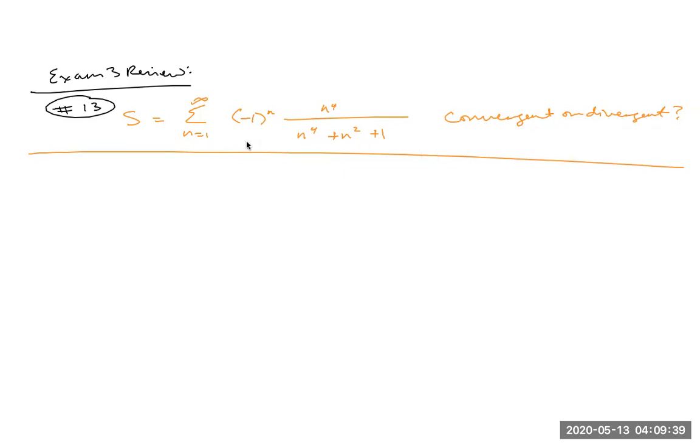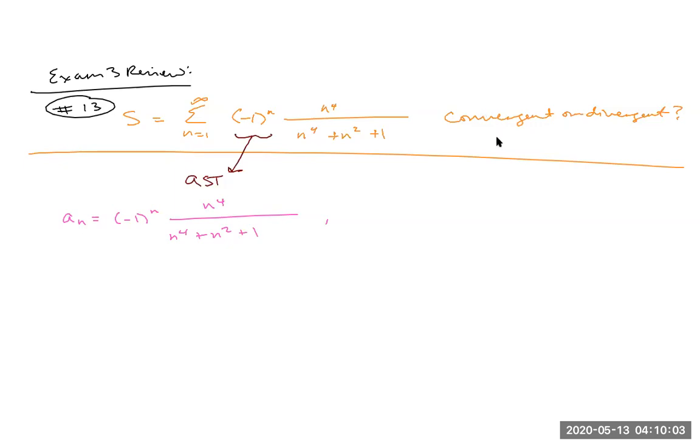So again, that's your hint that AST will need to be used. So first thing we're going to do, identify your A sub n. That's (-1)^n n^4 over n^4 plus n squared plus 1.